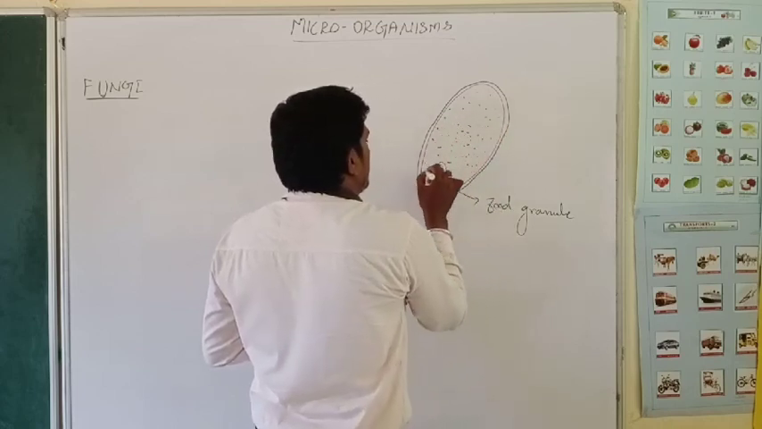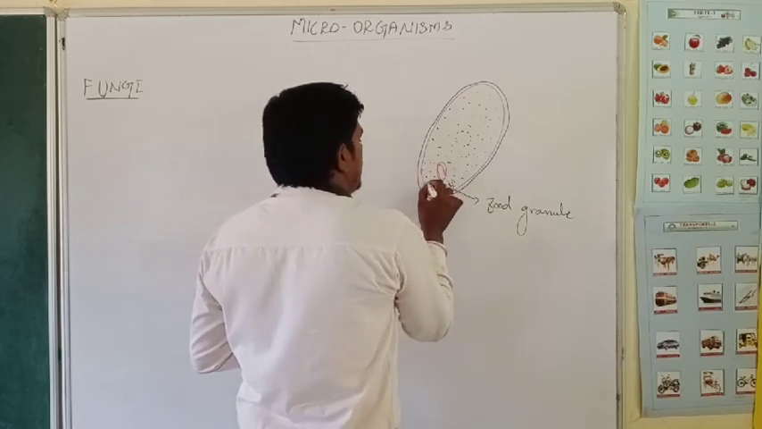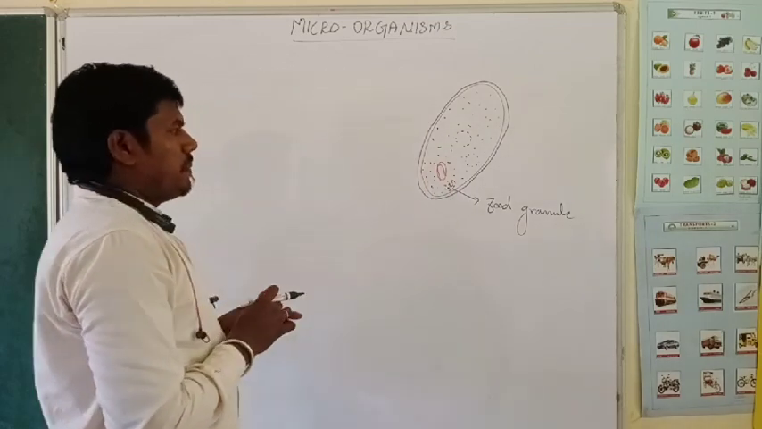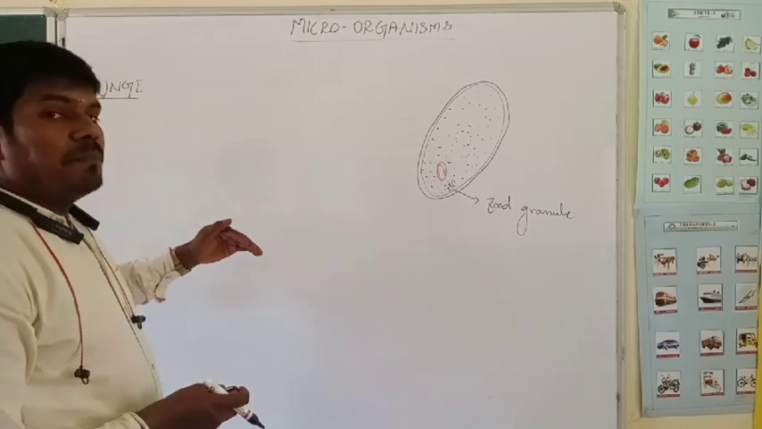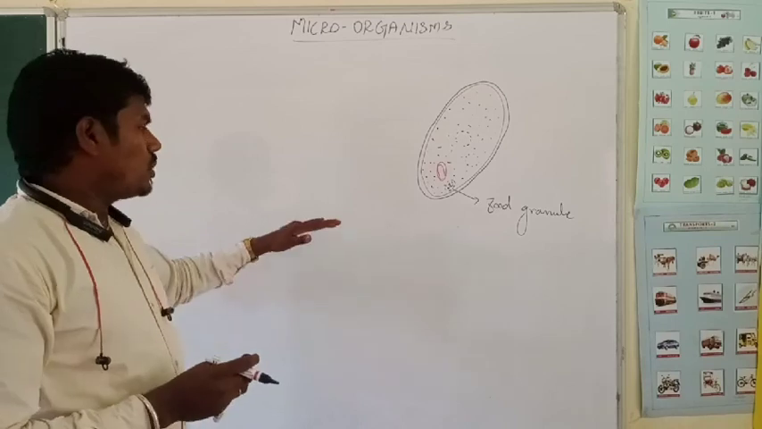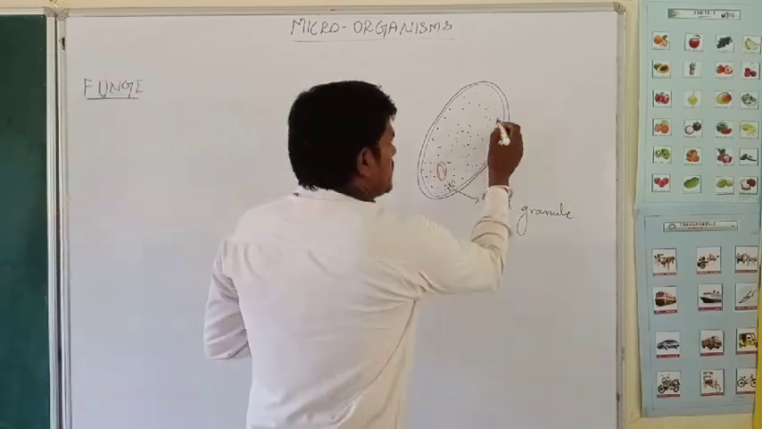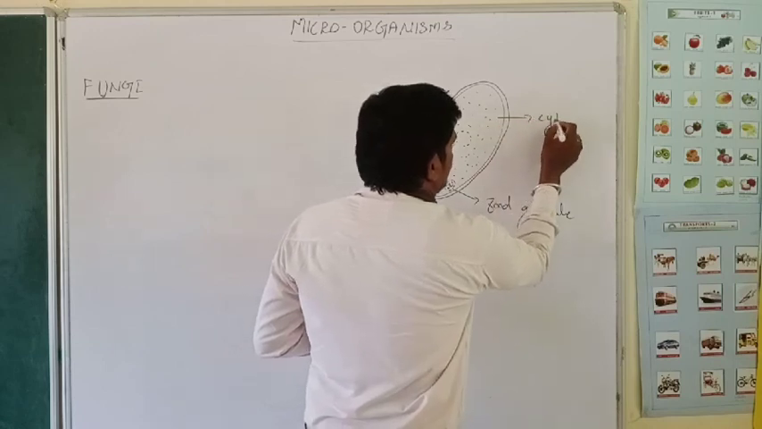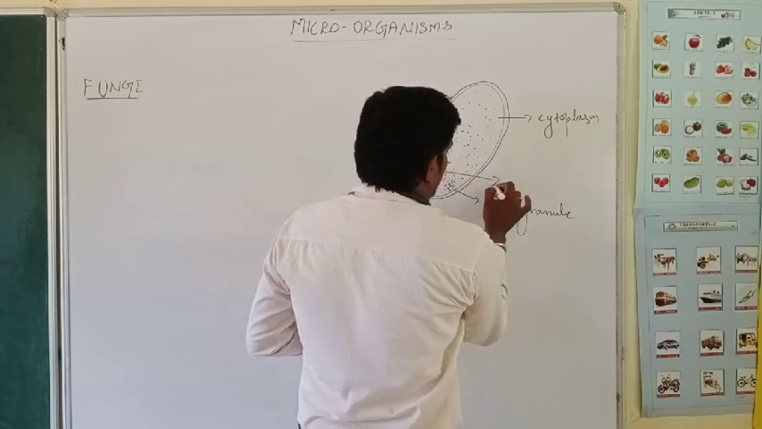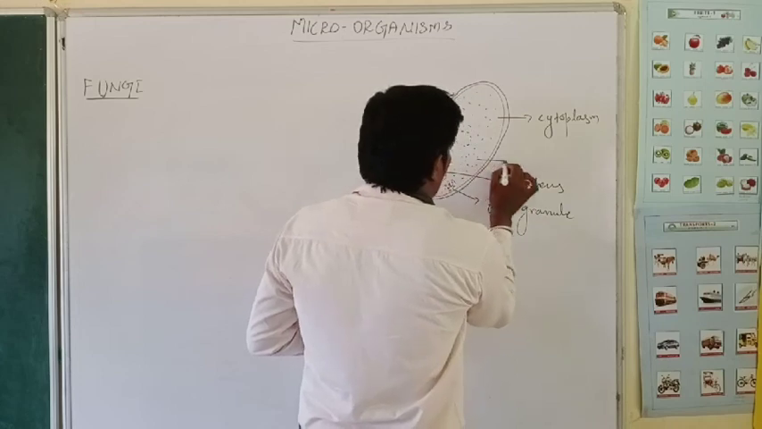Yeast, we want to write. The yeast is an ovoid shape. The yeast is present in the atmosphere freely. The yeast can grow in some medium that is present in sugar content. Sugar content medium is present means that yeast will grow. This is cytoplasm. This is nucleus. Vacuole.